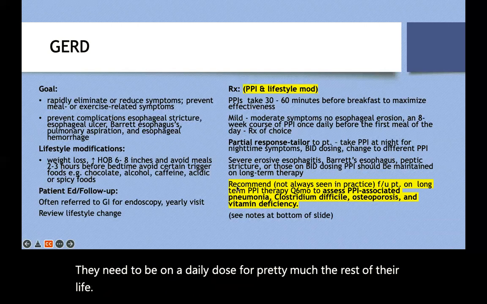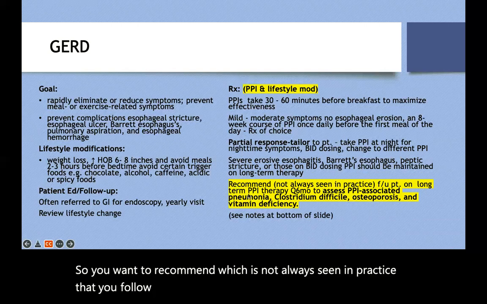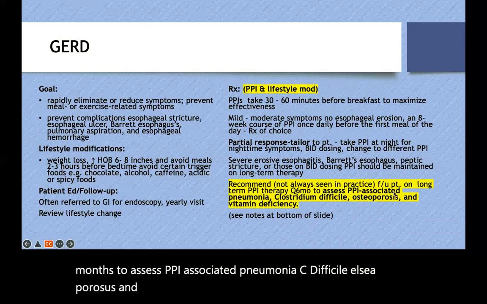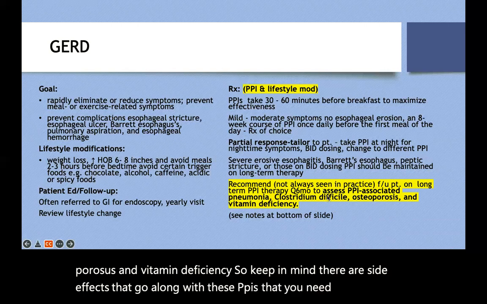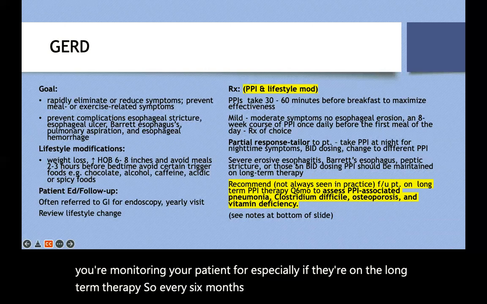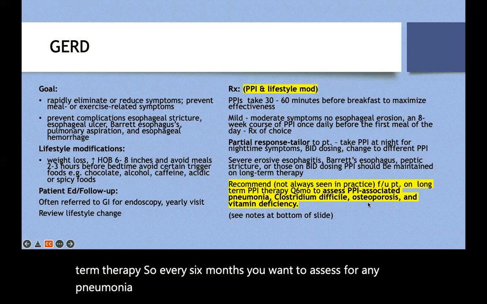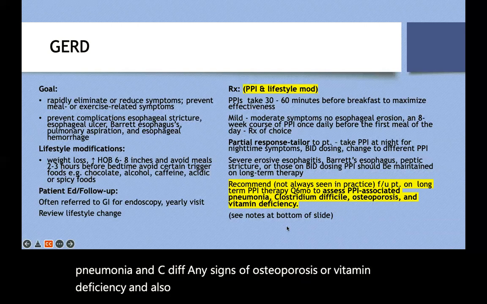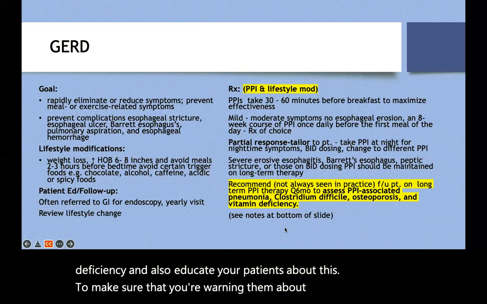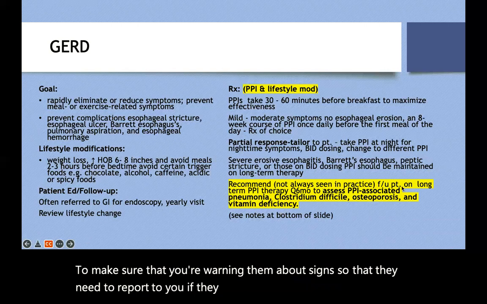So you want to recommend, which is not always seen in practice, that you follow up with the patient on long-term PPI every 6 months to assess PPI-associated pneumonia, C. difficile, osteoporosis, and vitamin deficiency. So keep in mind there are side effects that go along with these PPIs that you need to make sure you're monitoring your patient for, especially if they're on the long-term therapy. So every 6 months, you want to assess for any pneumonia, any C. diff, any signs of osteoporosis or vitamin deficiency, and also educate your patients about this to make sure that you're warning them about signs that they need to report to you if they notice any changes in these particular areas.